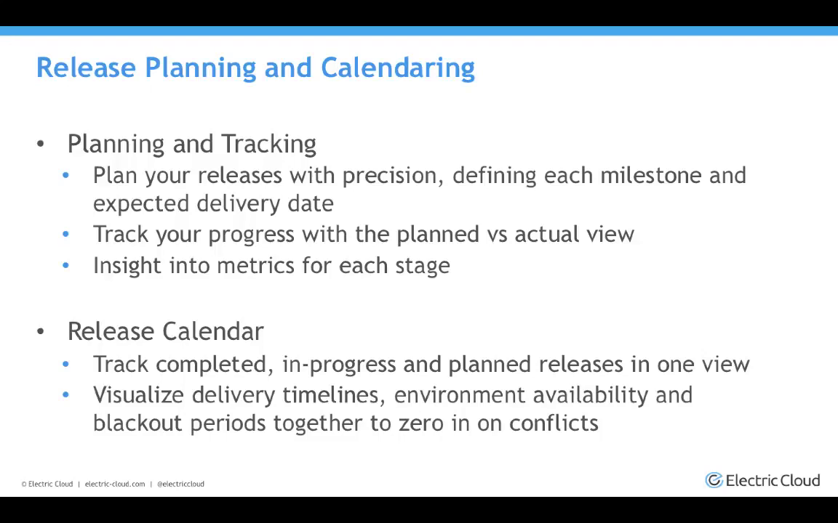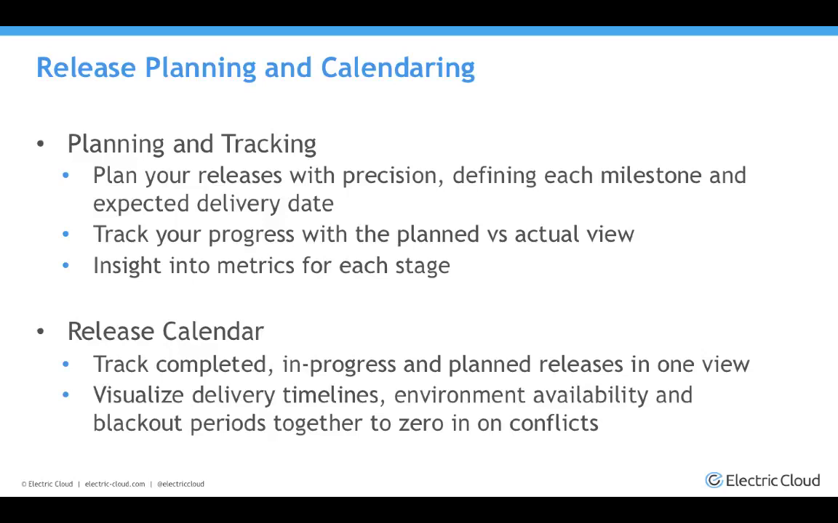With planning features for releases, you can plan your release with precision, defining each milestone and expected delivery date, with granularity for adding start and end dates for planning from the overall release down to each stage and even to the task level. The plan versus actual view provides a timeline showing your progress and how you are doing relative to your plan. This view also provides insights with metrics for each stage to help identify bottlenecks and process inefficiencies.